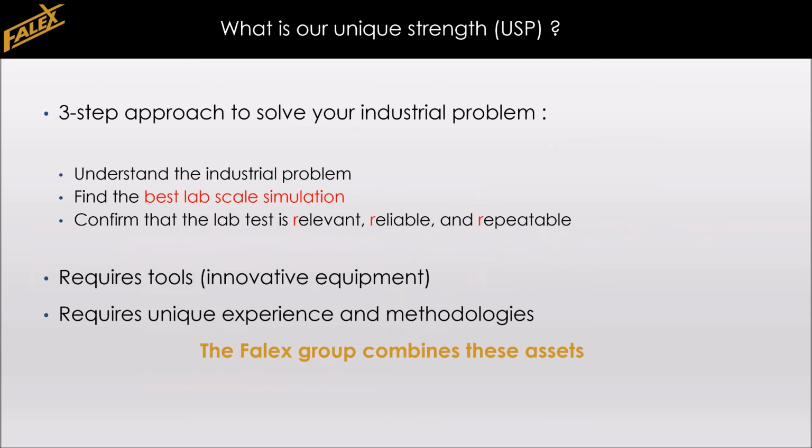To deal with such types of industrial problems, we at Falex have developed a three-step process. The first part is really to understand what is the industrial problem and what do I mean by that: why is the failure occurring, and what are the wear mechanisms that are taking place. After we understand how the failure takes place and what is the type of contact that we have in the field, the next step is to try to find a test method that most precisely simulates these contact conditions.